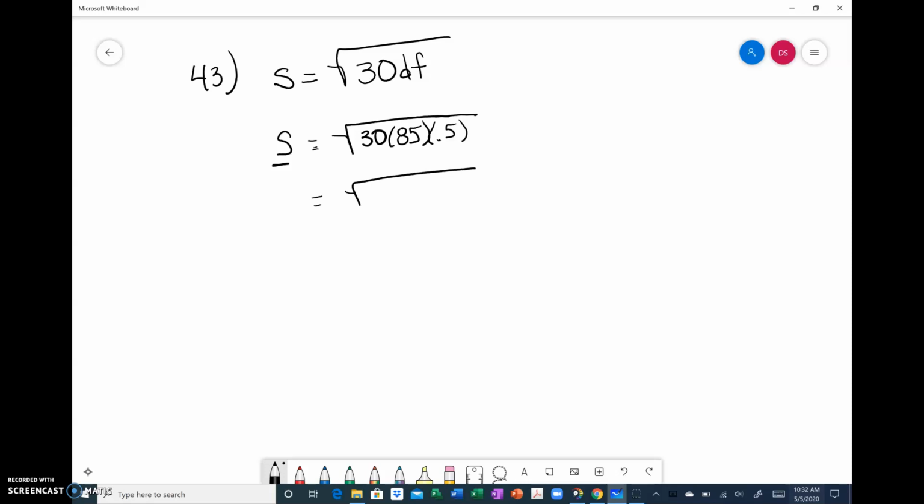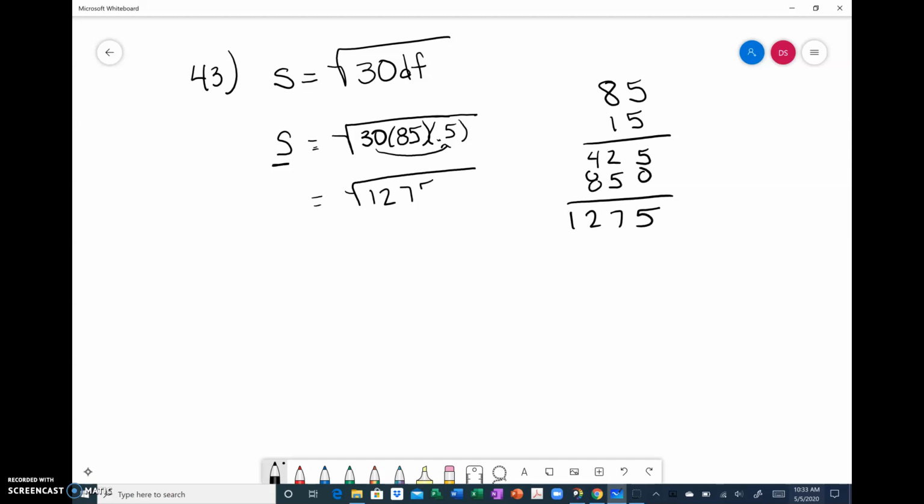The commutative property says I can multiply in any way that I want. So, I'm going to give you this little shortcut. 30 times 0.5, or half of 30, is 15. So, I just need to work out 85 times 15. And I get the square root of 1275, okay?